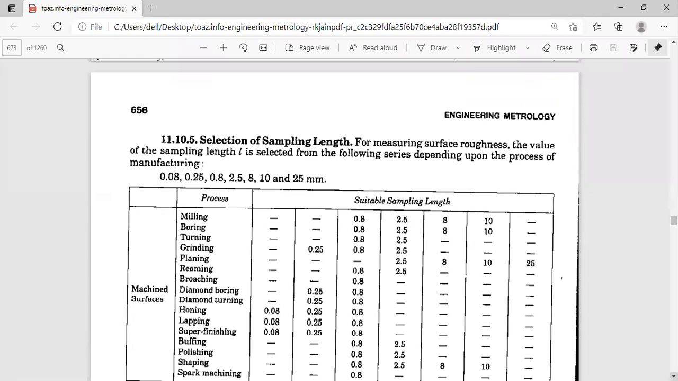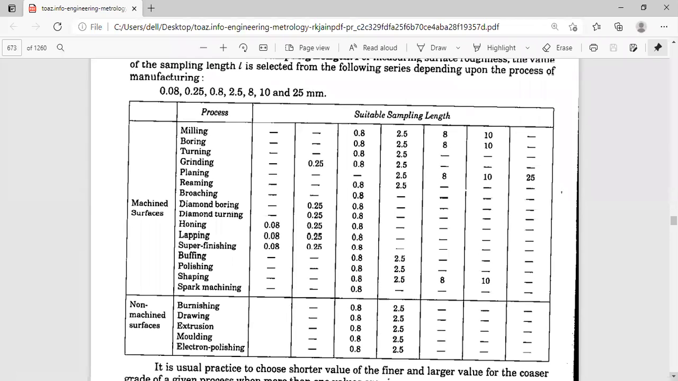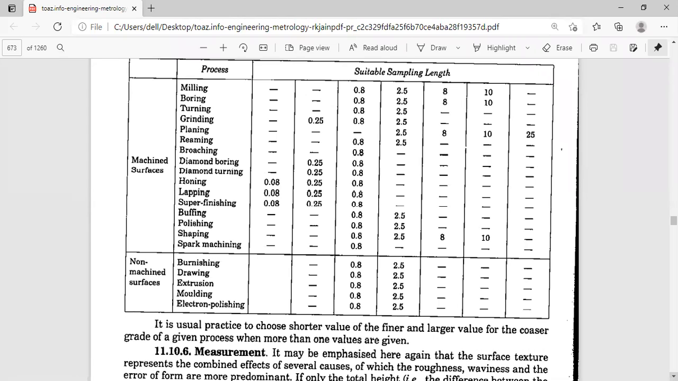So what is the selection of sampling length? We have seen this also. We don't repeat, because we have given it for machine surfaces and non-machine surfaces. Drawing, extrusion, molding and polishing are all non-machine surfaces. We have metalworking surfaces, and in machining we are using specific machine tools: milling machine, vertical boring, horizontal boring, turning on the lathe, cylindrical grinding, planing, reaming tools, broaching tools, diamond boring, diamond turning, honing tools, lapping tools, all that. So you try to observe the suitable sampling lengths.